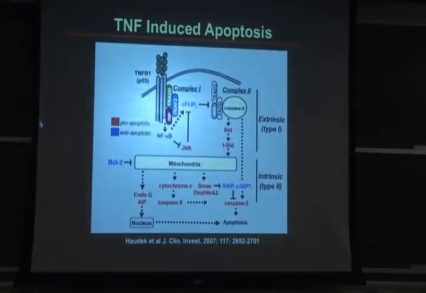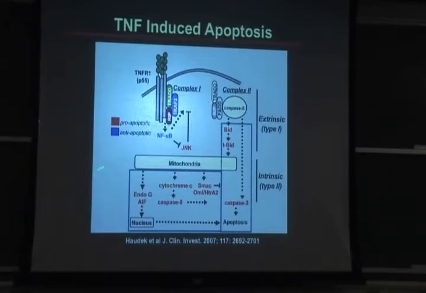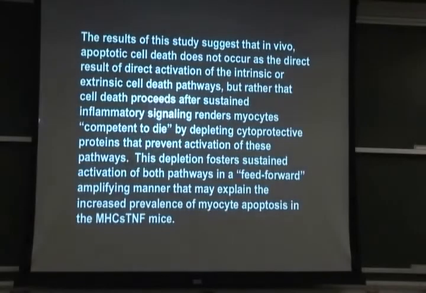So what does all this mean, and why am I boring you with all this? If you look at how sustained TNF signaling drives the remodeling process through apoptosis, it's actually pretty complex. We think what happens is that there's primarily erosion of these so-called cytoprotective pathways, and that leads to activation of the intrinsic pathway. And in addition, there's subsequently erosion of the cytoprotective proteins that block activation of the extrinsic pathway. And so both of these pathways become activated over time, and I think that that's largely what's driving the increased prevalence of the apoptosis.